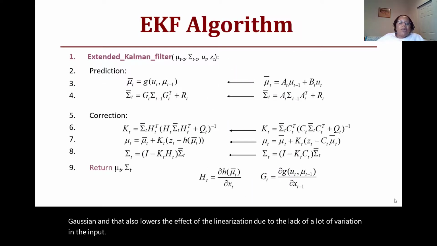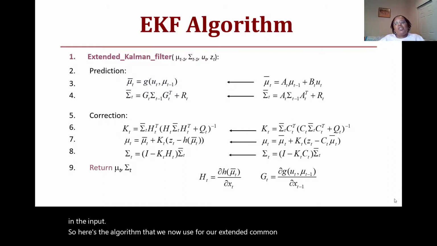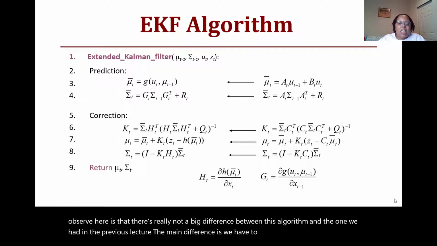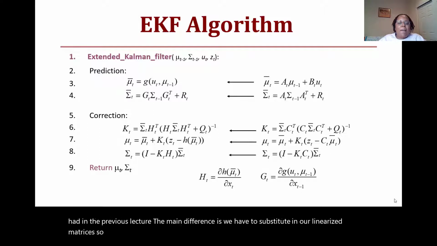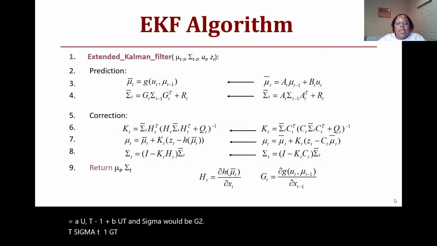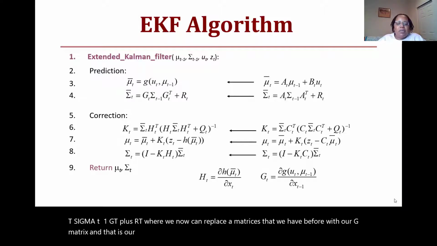So here's the algorithm that we now use for our extended Kalman filter. What you should observe here is that there's really not a big difference between this algorithm and the one we had in the previous lecture. The main difference is we have to substitute in our linearized matrices. So for example, where we had mu is g of u_{t-1}, we now can replace that with mu_t equals A_t mu_{t-1} plus B_t u_t. And sigma would be G_t sigma_{t-1} G_t transpose plus R_t, where we now can replace our A matrices that we had before with our G matrix. And that is our Jacobian matrix for linearizing that function.